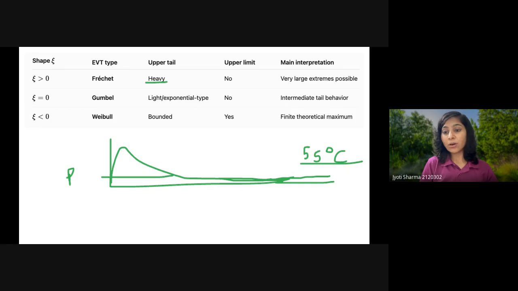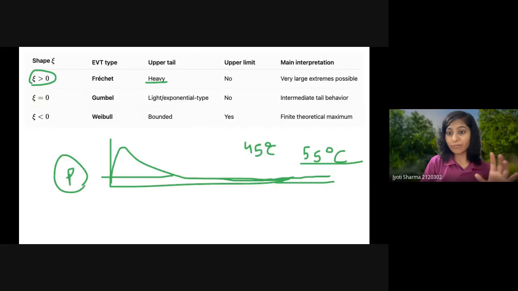So the extreme is not only up to 45. We have extreme at 45 degrees Celsius also, but the value may exceed more because the tail is very long. So when this shape is more than 0, it means your tail will be very long, and your extreme event will be a very rare event because the probability density function value will be very low, but the magnitude may be very high. It is not just 45 degrees, it can reach 50 degrees, or it can reach 55, because the tail is very long. This we can see using our xi value.